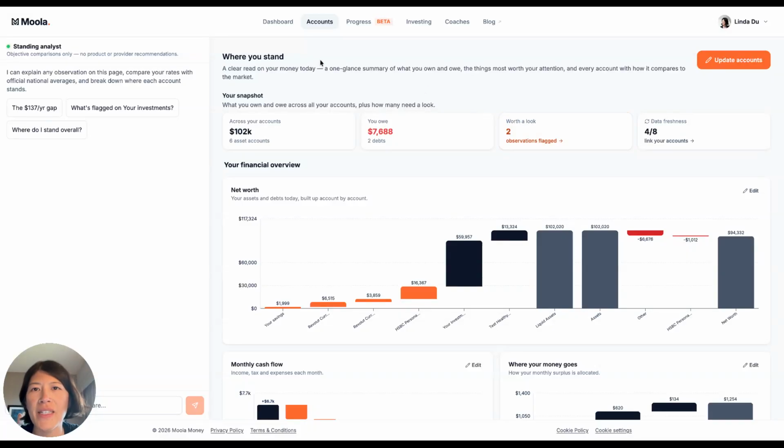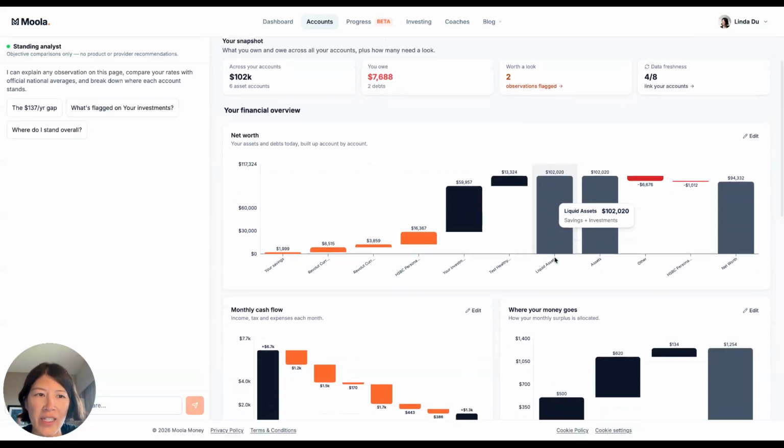Hello, today we're going to take a look at the new account optimization tool. Using the web application on your computer, you can find that up here in the navigation bar. What I see is a breakdown of my accounts.